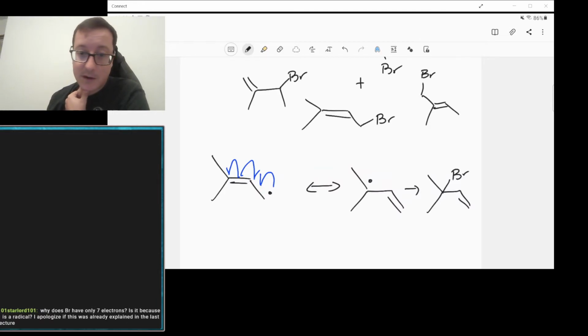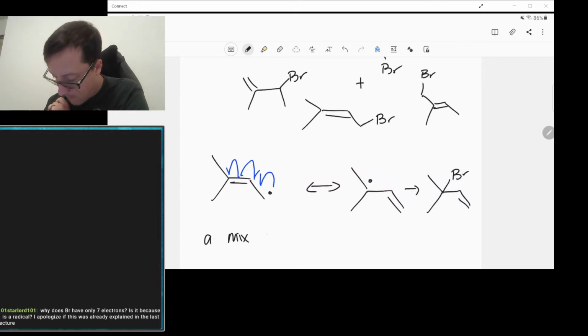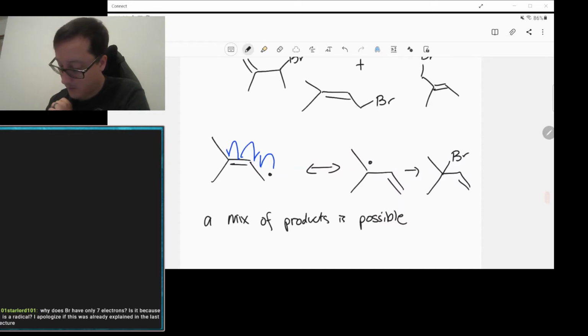And both of these are pretty stable. Yes, you have a tertiary allylic versus primary allylic. They're both really stable, so you will get a mixture of products. So just beware of that. Right? So a mixture of products possible. In this case, I illustrated both at once.